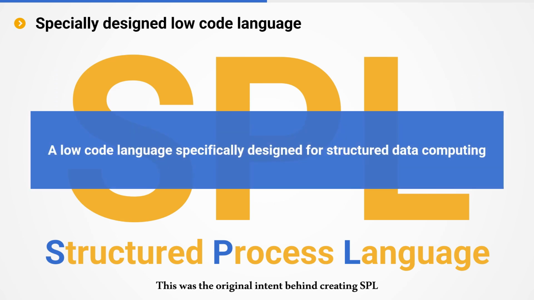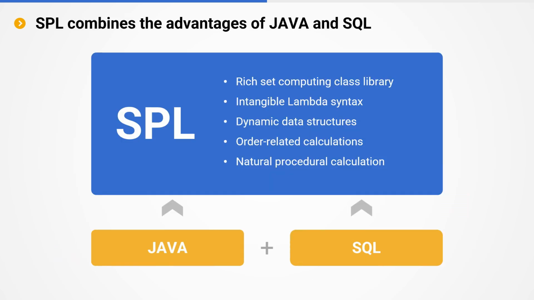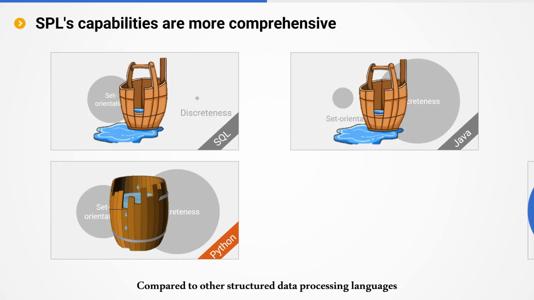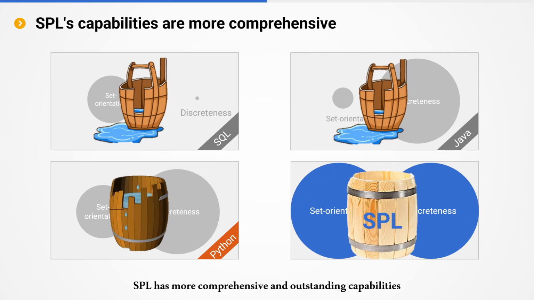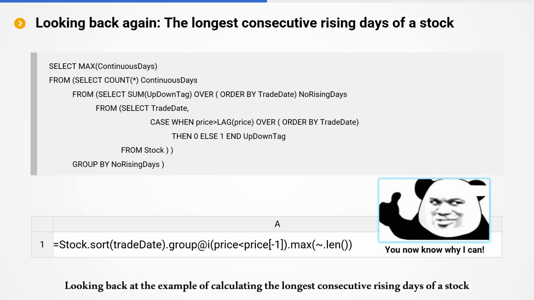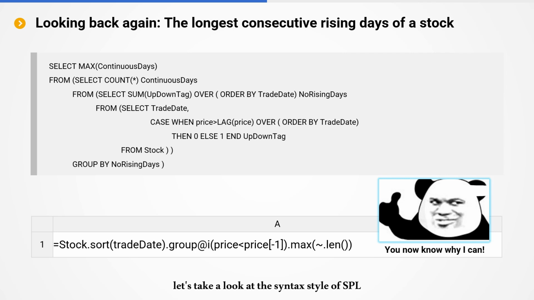This was the original intent behind creating SPL, a low-code programming language designed for structured computing, to better integrate set orientation and discreteness. SPL inherits the advantages of both Java and SEQL, providing more thorough set orientation and embodying the characteristics of a low-code programming language. Compared to other structured data processing languages, SPL has more comprehensive and outstanding capabilities. Looking back at the example of calculating the longest consecutive rising days of a stock, let's take a look at the syntax style of SPL.